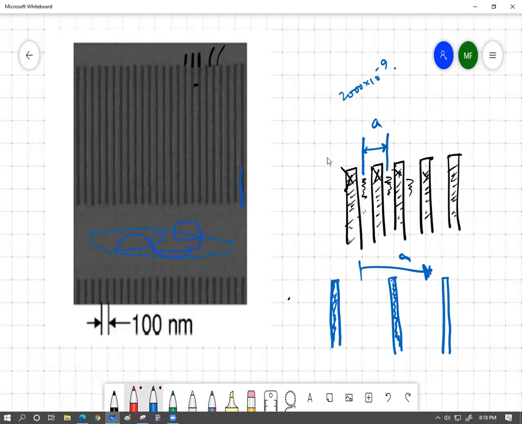Micro is 6, nano is 9. This much. Sir, is it something like this? We just drop some lines over here, and then the middle light is passing from here and here. Precisely that. And that is done by a very precise mechanism.